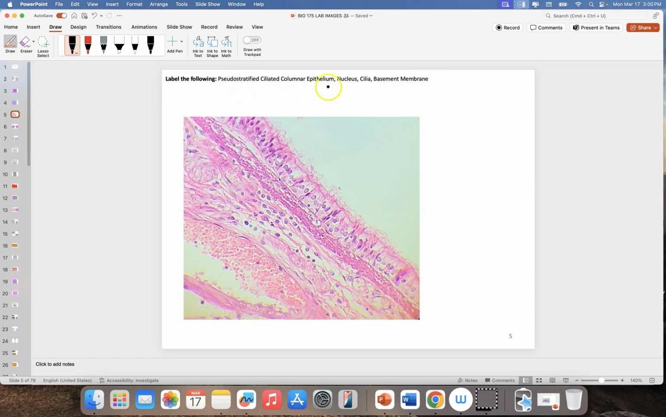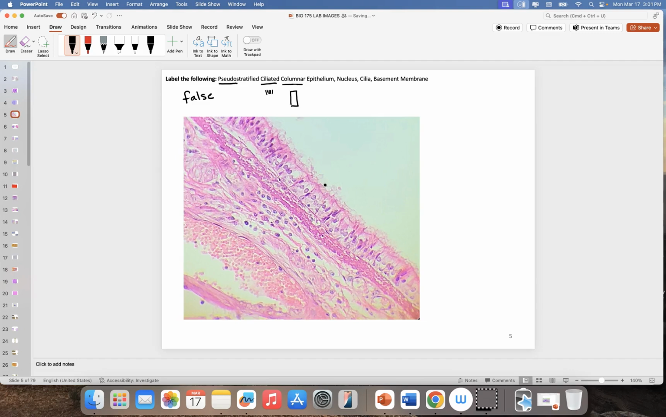If we break down this word, it's going to tell us exactly what we're looking for. We're looking for an epithelium, so lots of cells, cellularity. And we're looking for column-shaped cells. We're looking for it to be ciliated. It's going to have little hair-like structures on it. And it's going to be pseudostratified. Pseudo means false. That means it's going to look stratified even though it is not. We can see the cilia really well on the ends here.